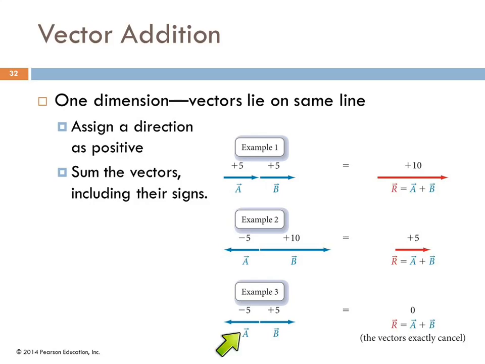Here we have -5 and +5, and those add up to 0. They are opposite in direction and equal in magnitude. They're going to add to 0. These are opposite in direction but unequal in magnitude. They will not add to 0. These are equal in magnitude, and they're in the same direction, so they'll actually add on top of each other and become larger. So that's one dimension. Any questions about one dimension? And we're going to go to 2 dimensions.